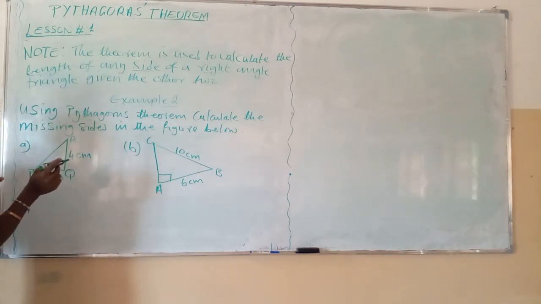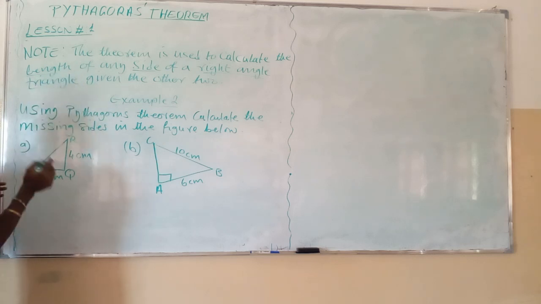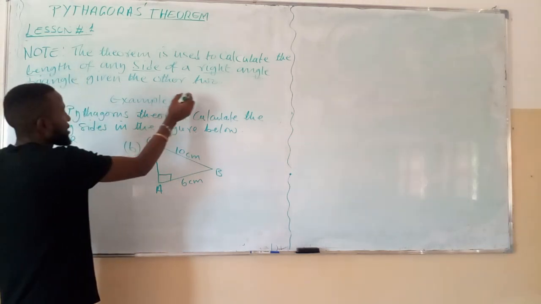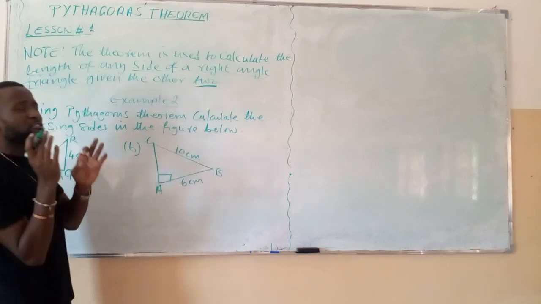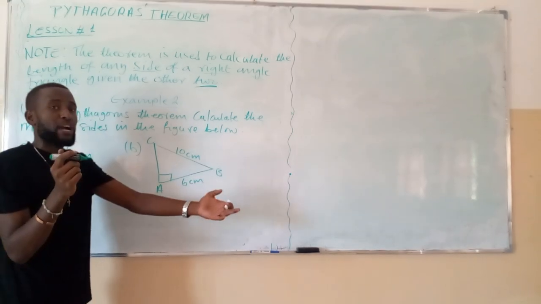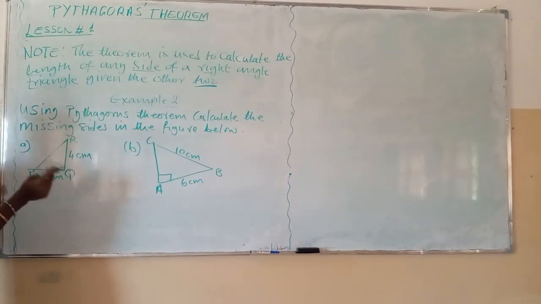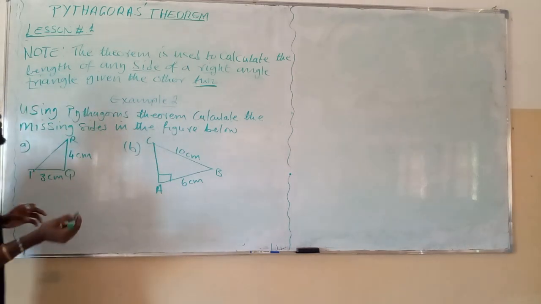The right angle triangle, I mean the triangle here. Given the other two sides. So meaning that if they give you two sides, then they ask you to find another side in a right angle triangle, you can use the Pythagoras theorem. You can use the Pythagoras what? Theorem. Let's look at the example here.